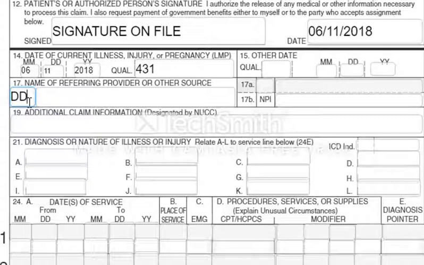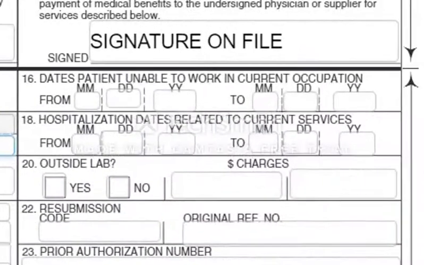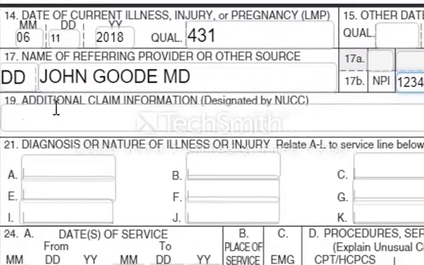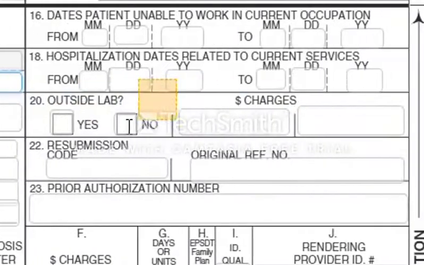Block 17B, we will put in that referring provider's NPI number. So make sure to fill that out. Okay, Block 18, if the patient was hospitalized, we'd put those dates in there. Block 19, we will leave blank. Block 20, we will mark yes or no if an outside laboratory was used. If one was, make sure on the right-hand side of Block 20 that you put the corresponding charges.